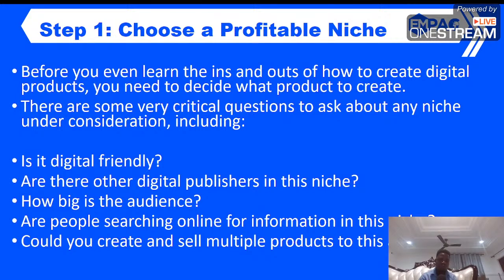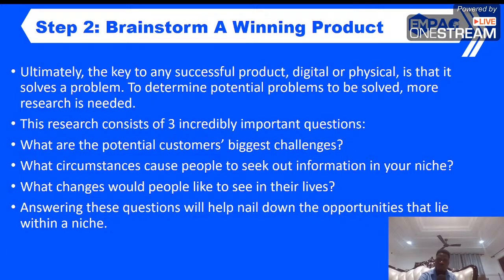Then another thing is, could you create and sell multiple products to this audience? Now, we learned in our previous tutorial that even after purchase, that's the post-purchase stage, you can recommend other products related to what you have. So when you are creating the product, you need to look at if you can create other multiple products that if any of your buyers or your customers purchase, you can recommend other products to them, so that one person can continue buying multiple products from you if you satisfy their needs. Then brainstorm a winning product.